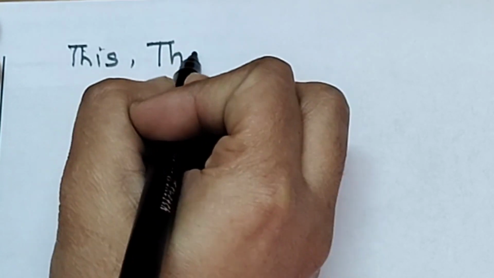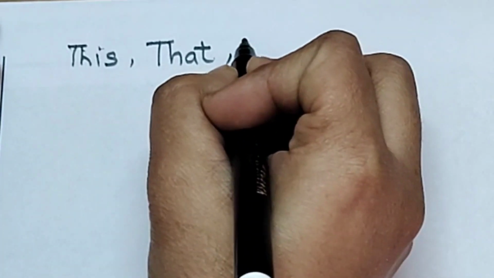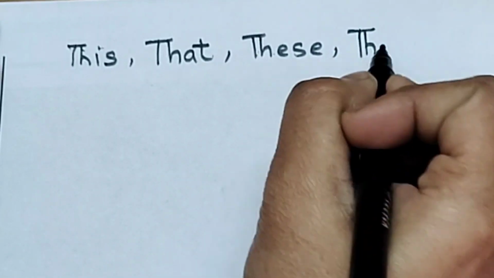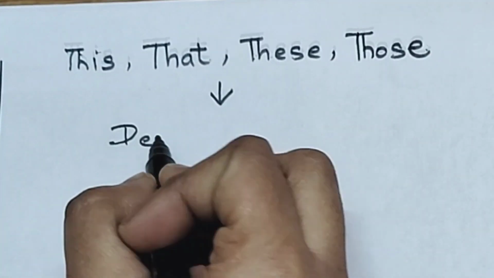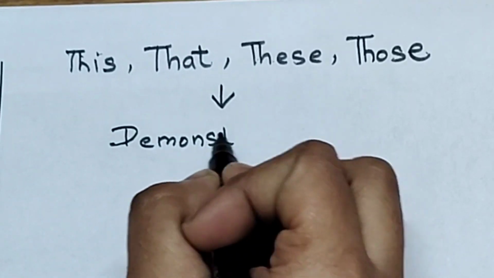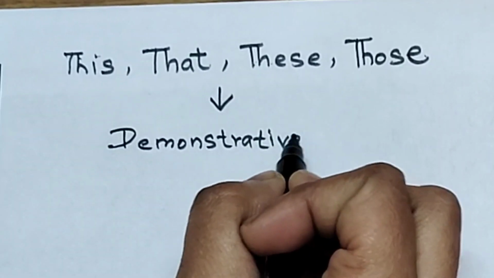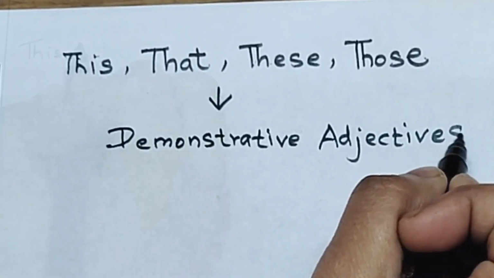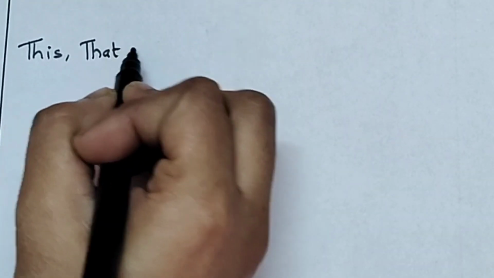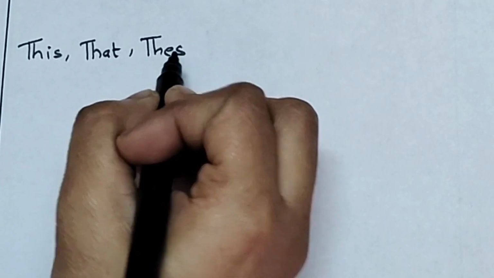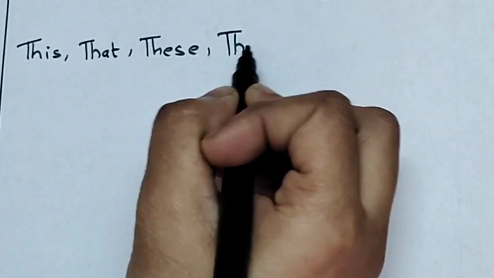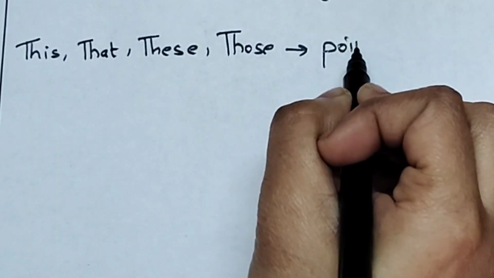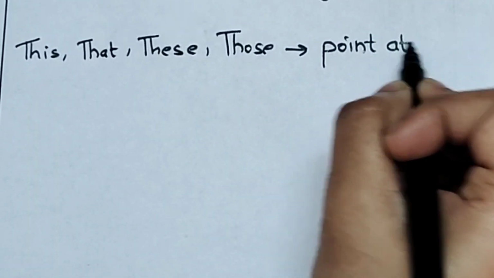Hi friends, in my first video, I am going to explain to you the concept of this, that, these and those. The words this, that, these and those are called demonstrative adjectives. These words are used to point at nouns or objects. When we look at an object or more objects, point towards it and talk about that object, we use these words.